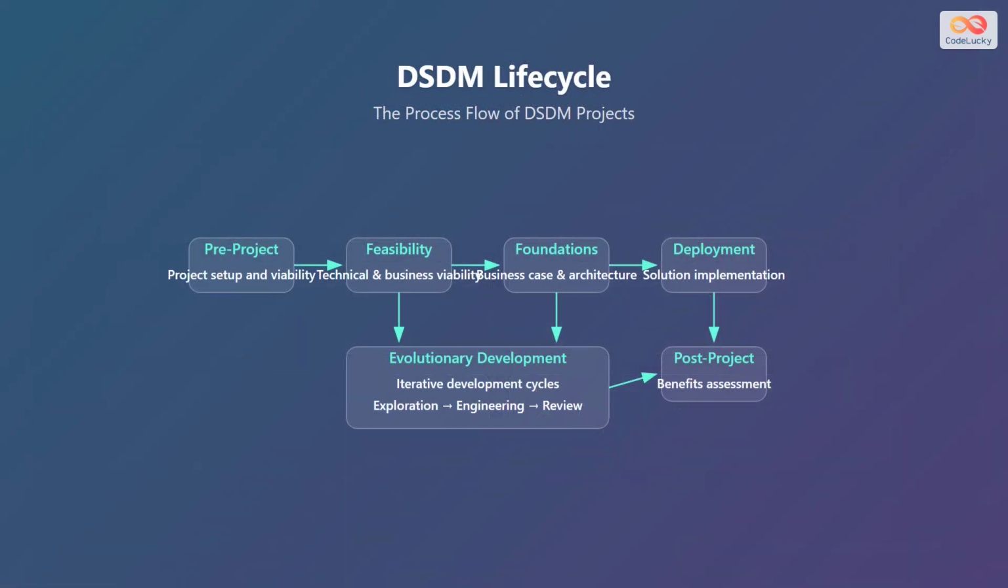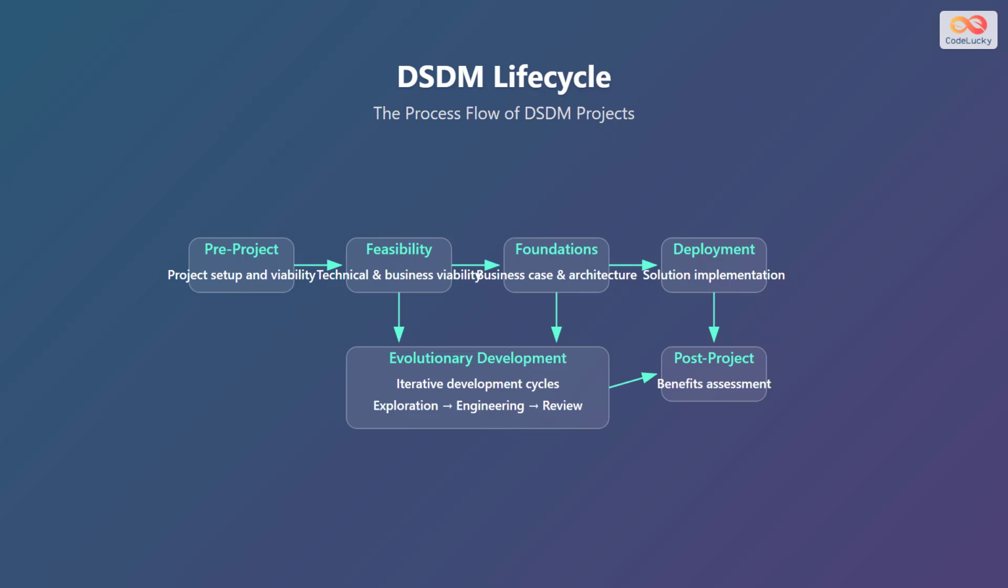Let's discuss the process flow of DSDM projects. The lifecycle starts with the pre-project phase, where the project setup and viability are assessed. Then it goes to the feasibility phase to check technical and business viability, followed by the foundations phase where the business case and architecture are established.